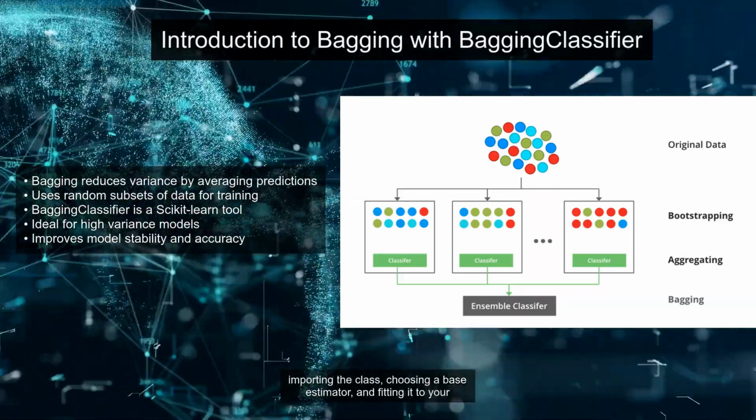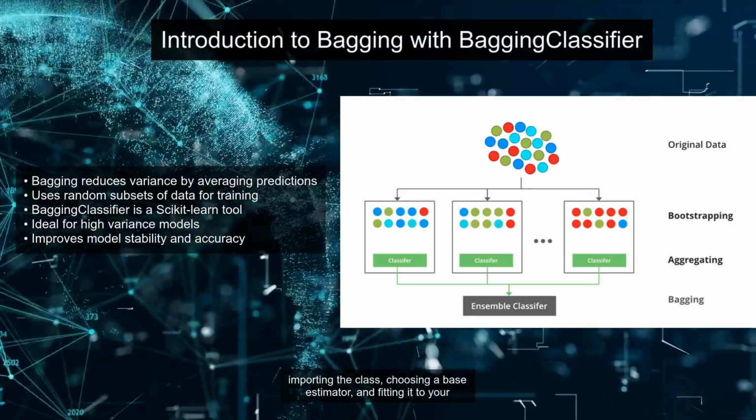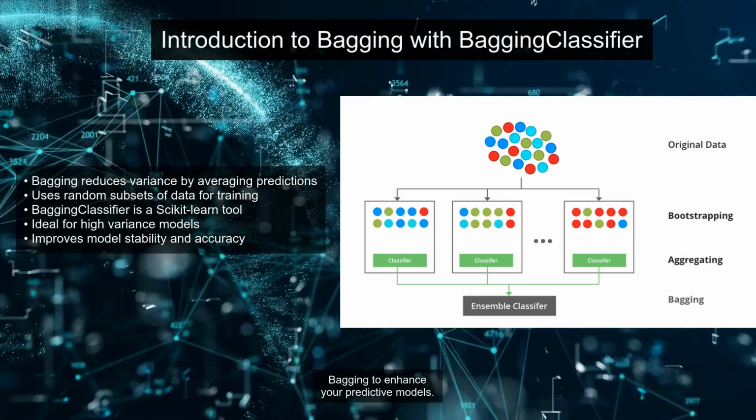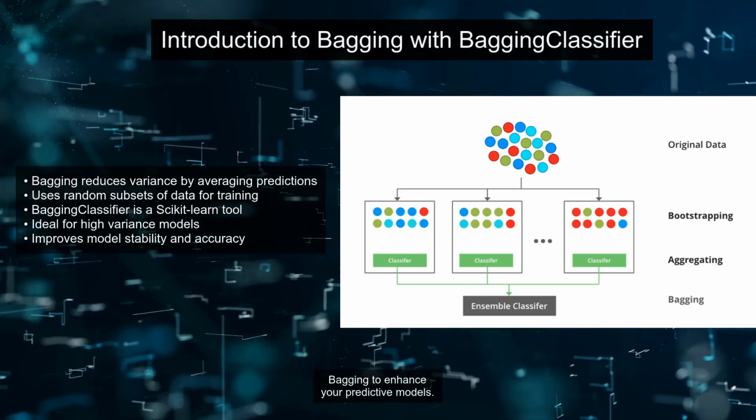In Scikit-learn, implementing a bagging classifier is as simple as importing the class, choosing a base estimator, and fitting it to your data. By the end of this section, you'll know how to leverage bagging to enhance your predictive models.